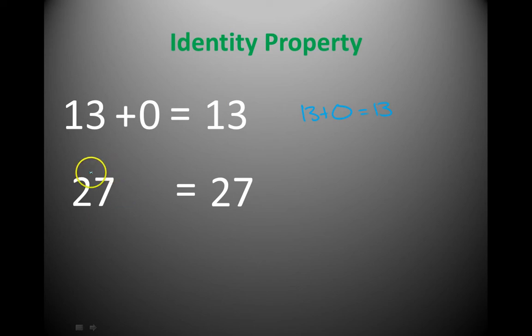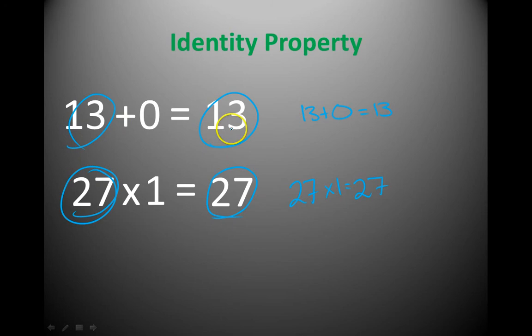Next, you'd also agree that 27 is equal to 27. Again, nod your head if you agree. Alright, here what we do is use multiplication. 27 times 1 is equal to 27. So the identity property tells me when I add 0 or I multiply by 1, the number that it's equal to is equal to that original number. Alright, 13 is equal to 13, 27 is equal to 27. That's the identity property.